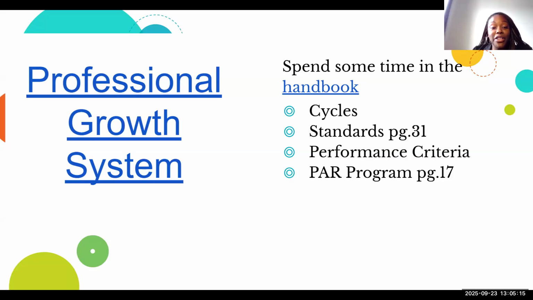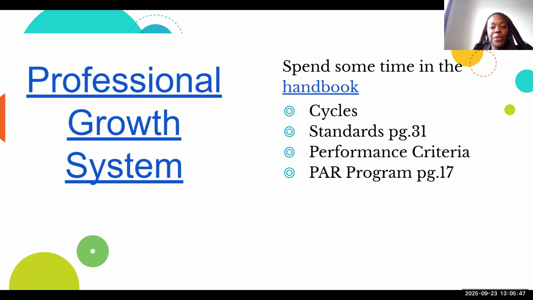Also in this handbook, it's a very long handbook, is the performance criteria, which has more details about what it looks like in each of those standards. And it talks about expectations as well. Standard 1 has to do with conducting parent conferences and meeting with parents. Standard 1 also has to do with a lot of pieces of what a criteria for success is. How do you set your students up for success? So that handbook is very, very valuable.